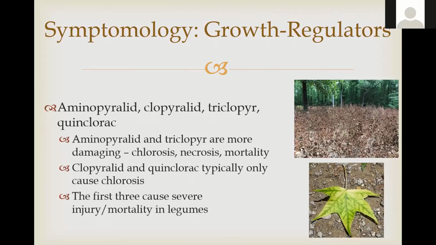Early on, you'll get that chlorotic appearance. If you'll see on the lower right-hand corner there, you'll get that chlorotic appearance where you get the interveinal thing going on. You still have the green veins, but you'll get that yellowing in between the veins. The higher your rate, the more of the necrosis and mortality you expect to see.